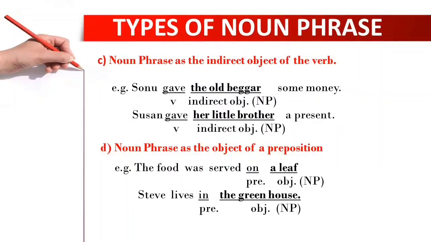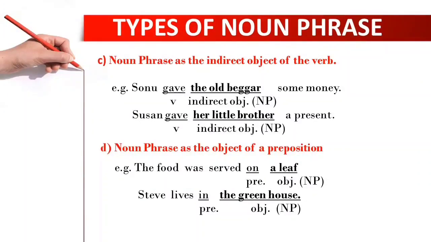Noun phrase as the object of a preposition. We get the object of a preposition by asking what to the preposition. For example, the food was served on a leaf. When we ask the question, the food was served on what? The answer is a leaf. Here, a leaf is noun phrase and it acts as the object of the preposition on.